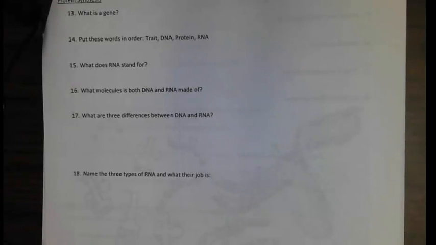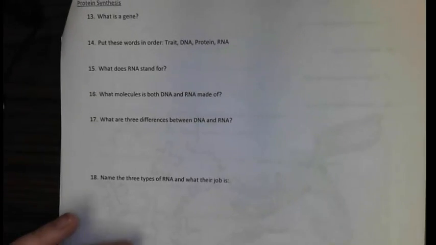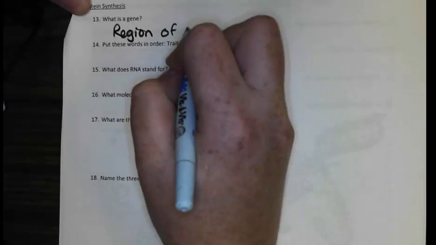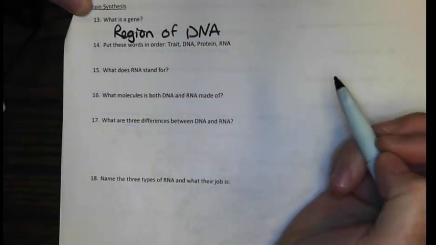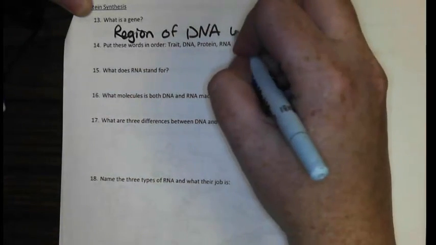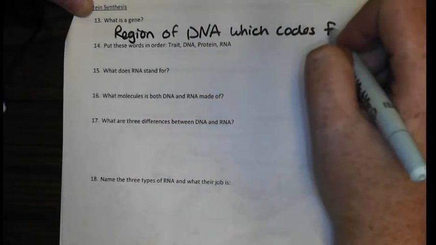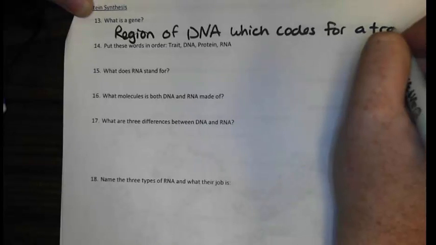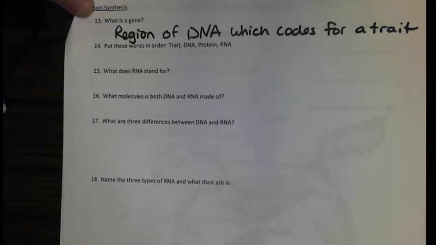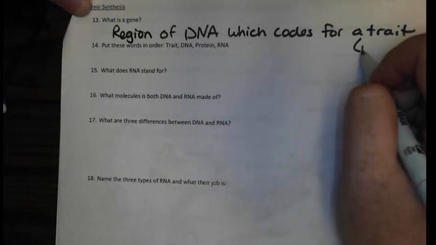Okay, next page. What is a gene? A gene is going to be a region of DNA which codes for a trait. And what controls a trait is going to be the proteins.